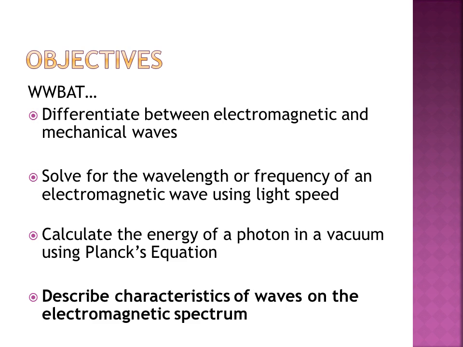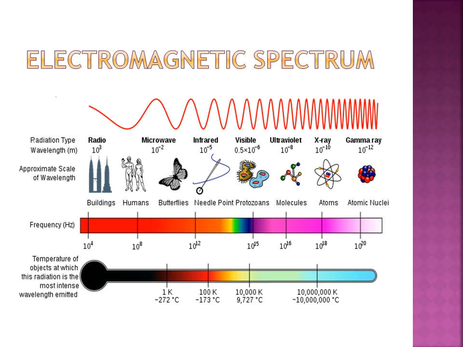Now that we've mastered the difference between electromagnetic and mechanical waves, solving problems using light speed, and calculating the energy of a photon, we're finally going to talk about the electromagnetic spectrum. The electromagnetic spectrum is a range of all of the different types of electromagnetic radiation we currently know of. This can be as simple as a radio wave. That is what we actually listen to when we turn on the radios in our cars.